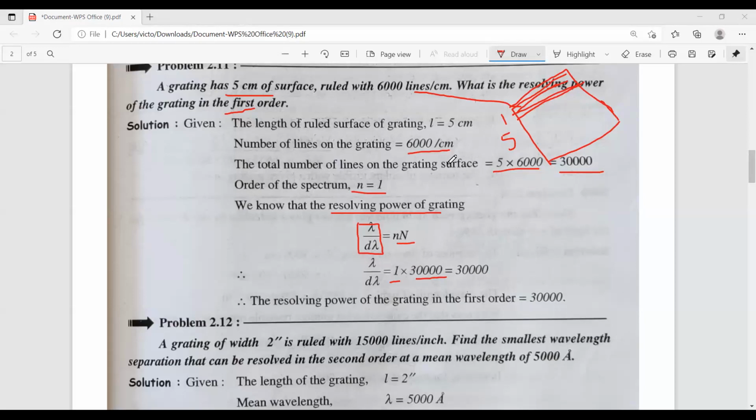Here the key point is, in the previous problem, the lines per centimeter, the N value, was directly given. But here the main point is a 5 centimeter grating is given, but the number of lines only for 1 centimeter is present in the problem. So to convert for 5 centimeters, we simply multiply 5 with 6,000.